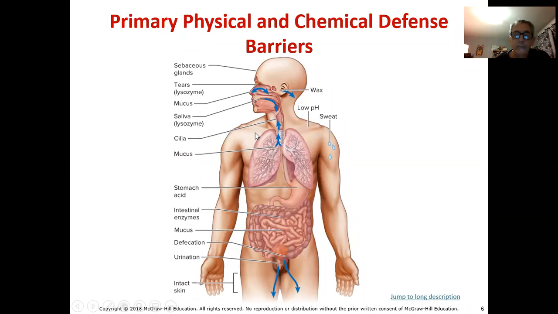As you learned in anatomy, it has four barriers. Our outer layer of skin constantly sloughs off.